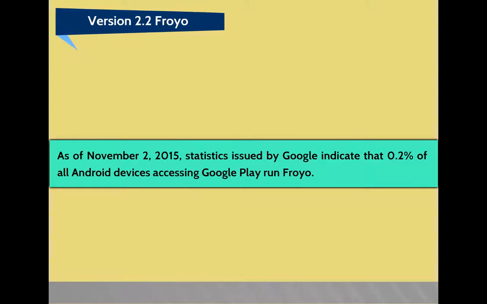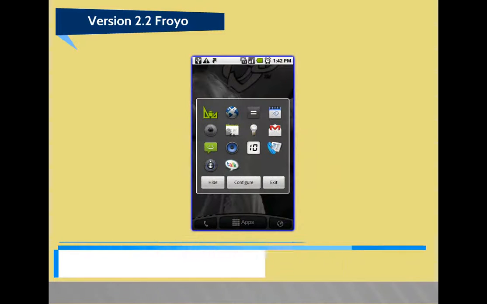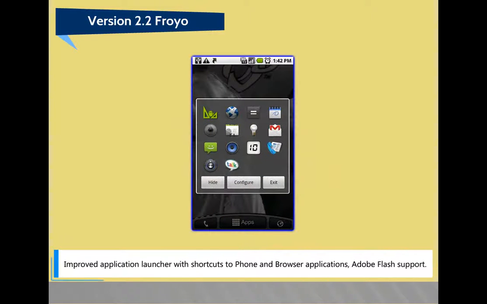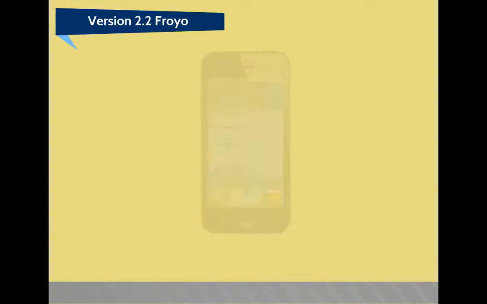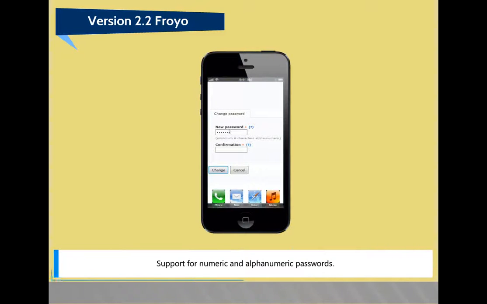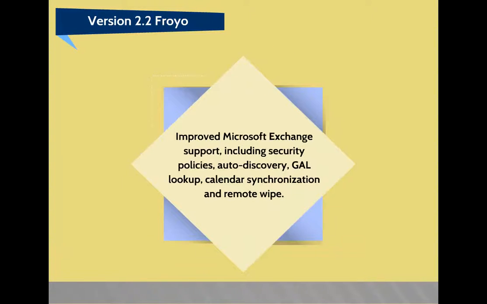As of November 2, 2015, statistics issued by Google indicate that 0.2% of all Android devices accessing Google Play run Froyo. Improved application launcher with shortcuts to phone and browser applications, Adobe Flash support. Support for numeric and alphanumeric passwords. Improved Microsoft Exchange support, including security policies, auto-discovery, GAL lookup, calendar synchronization and remote wipe.